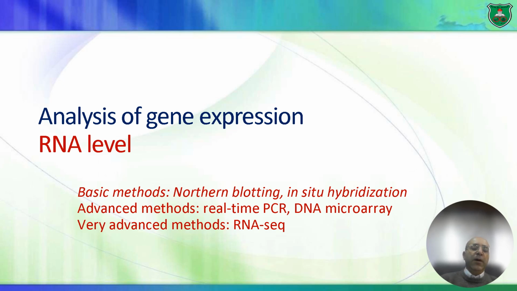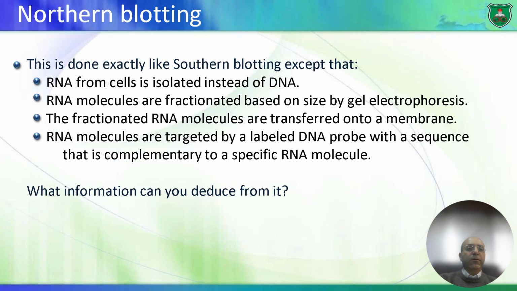Now I can categorize these techniques into three levels of complexity. We have basic methods, and there are two of them, northern blotting and in situ hybridization. There are advanced methods, and these include real-time PCR and DNA microarray. And there is a more advanced method known as RNA-seq or RNA sequencing. So let's start with the northern blotting.